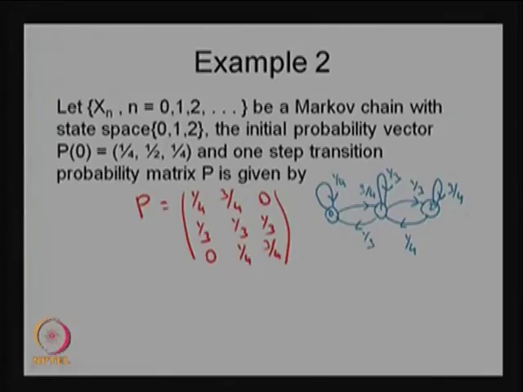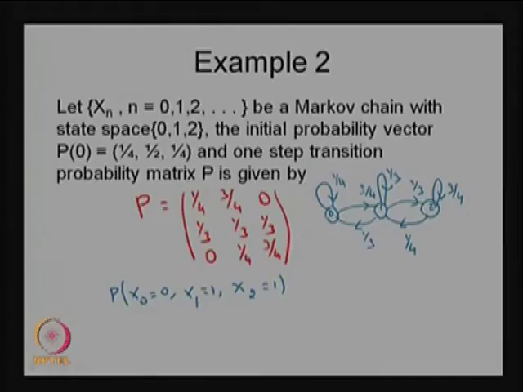So, this is a one step transition probability matrix, and this is the state transition diagram. Our interest is to find out a few quantities. That is, what is the probability that X naught is equal to 0 and X 1 is equal to 1 and X 2 is equal to 1? It's a joint distribution of these three random variables, X naught equal to 0 and X 1 equal to 1 and X 2 equal to 1.